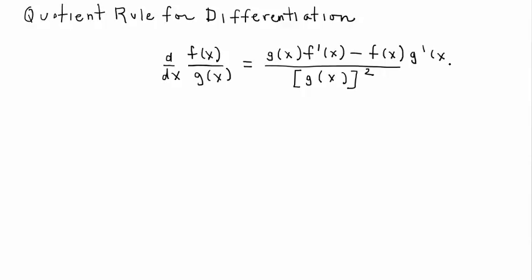All right, so it's just an algorithm. It's a set of steps. Let's see if we can use the quotient rule correctly. So here's our example.